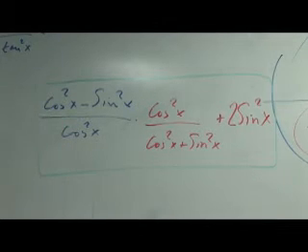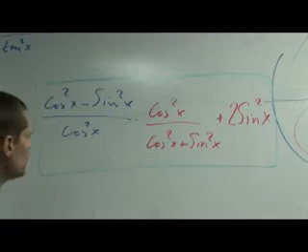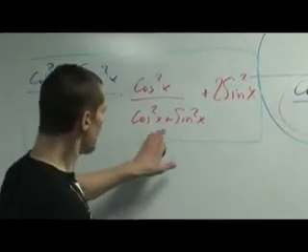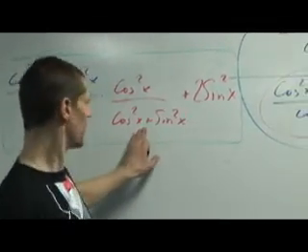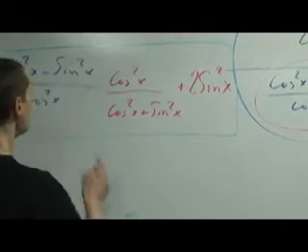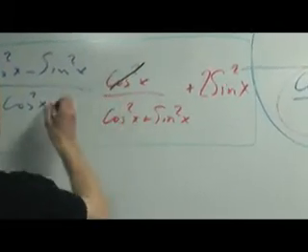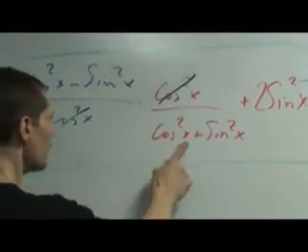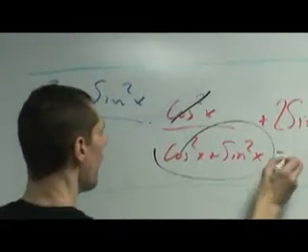Now, let's clean up a little bit. Actually, somebody's probably saying, hey, cosine squared plus sine squared is 1, right? Just make that 1. So first I'm going to do this. I'm going to cancel these out. And you're right, this is 1. This is equal to 1.